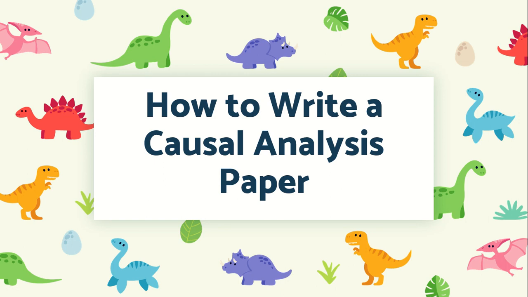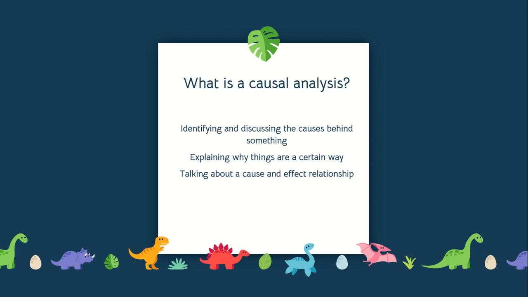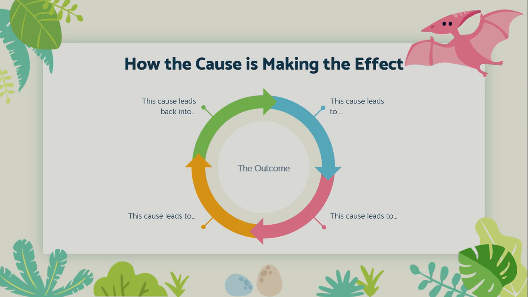In this video, I'm going to be breaking down how to write a causal analysis paper. So the first step to this is, of course, knowing what a causal analysis is. So the name kind of gives it away: causal meaning causation, so the cause of something, and analysis as in examining to understand something. So in a causal analysis, you're identifying and discussing the causes behind something, or in other words, explaining why things are a certain way. Basically, you're writing about a cause and effect relationship.